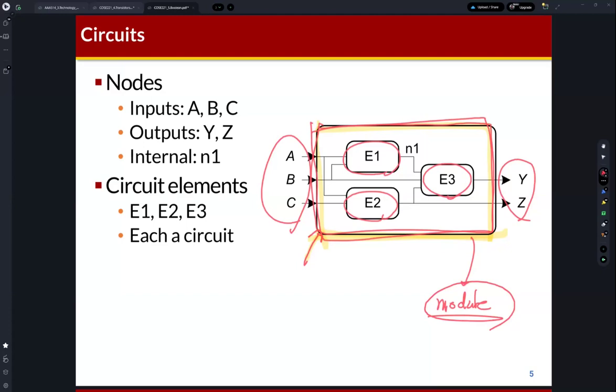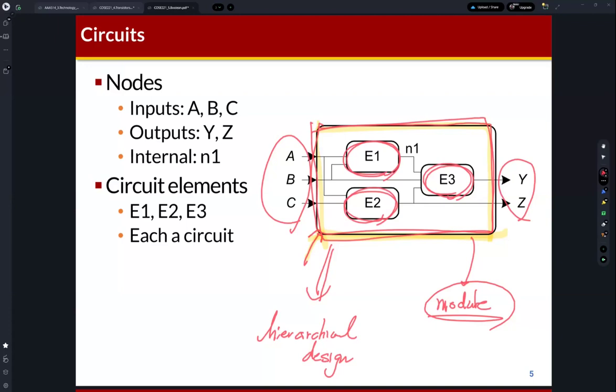okay. So this is a smaller circuit. And this is the hierarchical design, right? In the first class we learned about the digital design concept. So this is a kind of hierarchical design. By combining smaller elements, we can make larger circuits, a larger module.